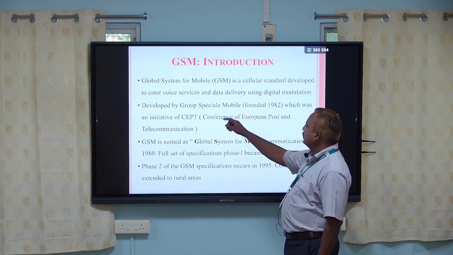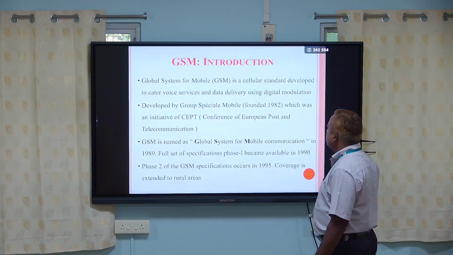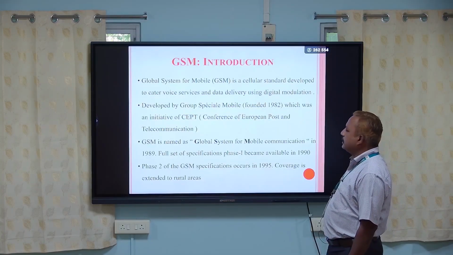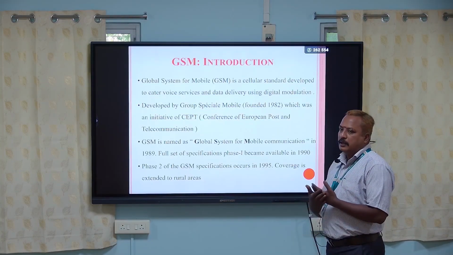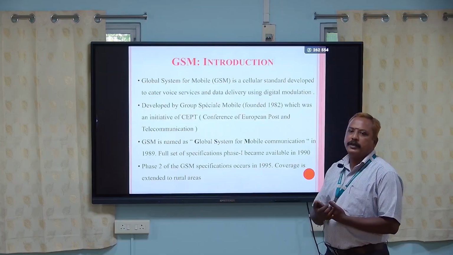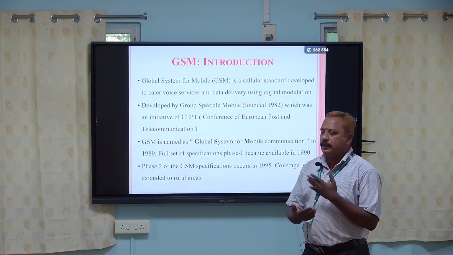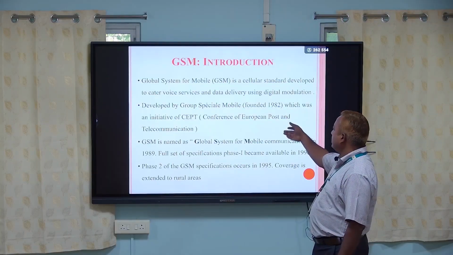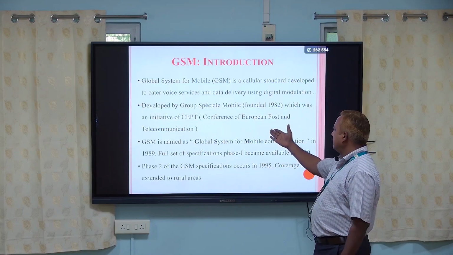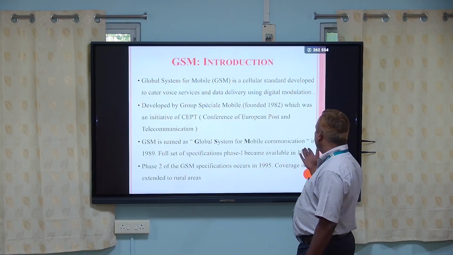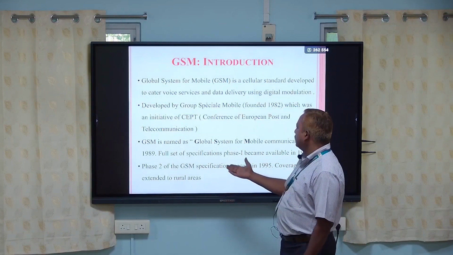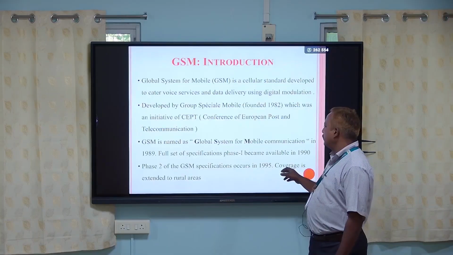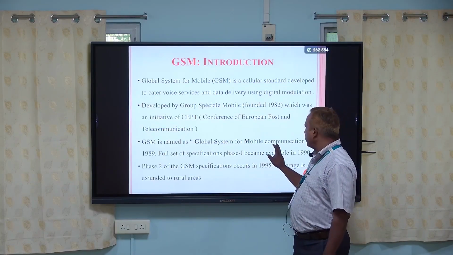What is GSM? Global System for Mobile is a cellular standard developed to cater to voice services and data delivery using digital modulation. GSM is what we have in our hand as a mobile phone; the mobile phone uses the GSM architecture. It was developed and founded in 1982 at a European conference, the name GSM was given in 1989, the full specification came to us in 1990, and then phase 2 came in 1995.